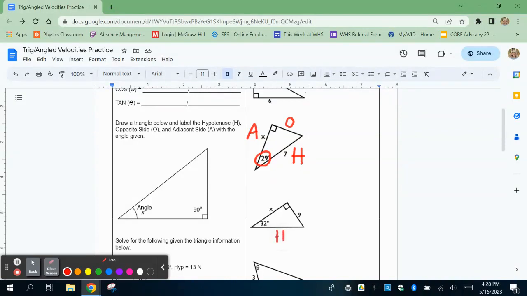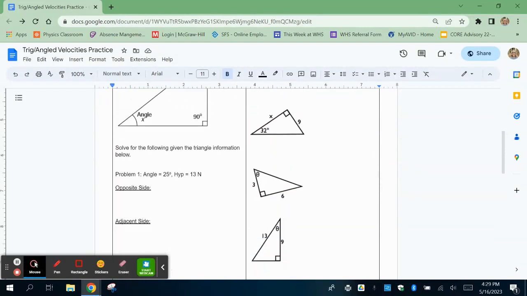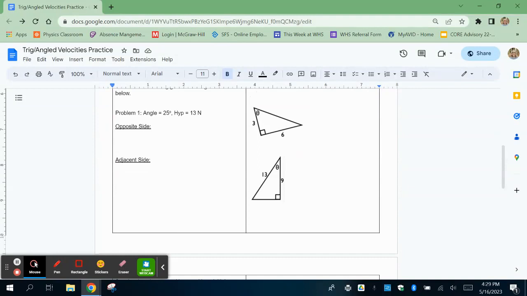Okay, same here. This is our hypotenuse. This is our angle. So this is opposite and this is adjacent. So you're using tangent here because you're given opposite and you're trying to find adjacent. So go through and see if you can identify what each of your sides are and then solve for whatever your unknown is.